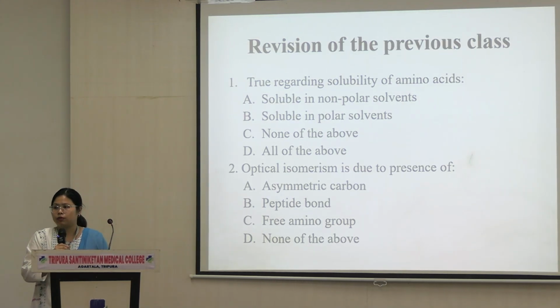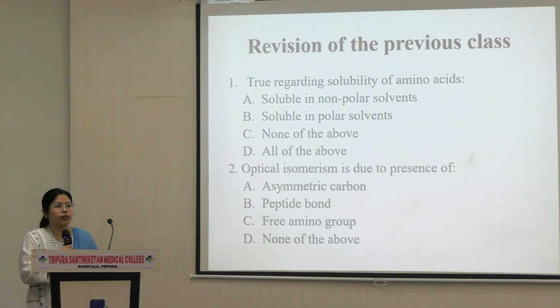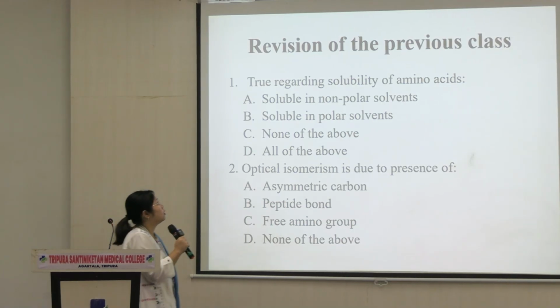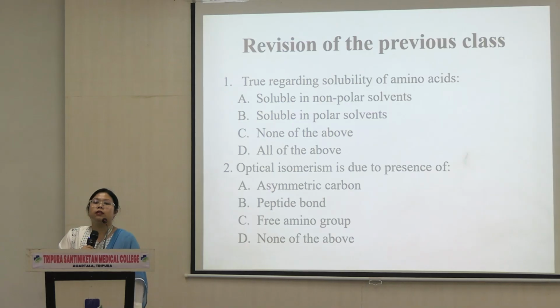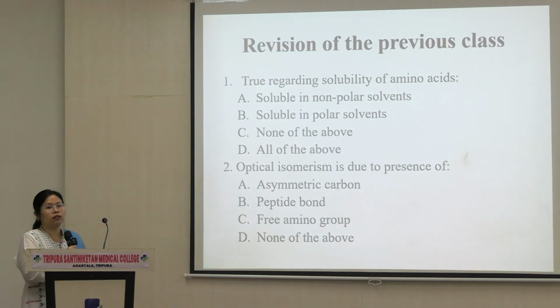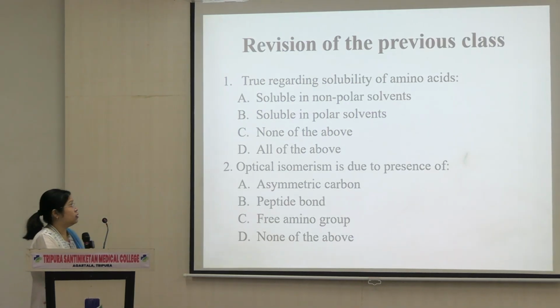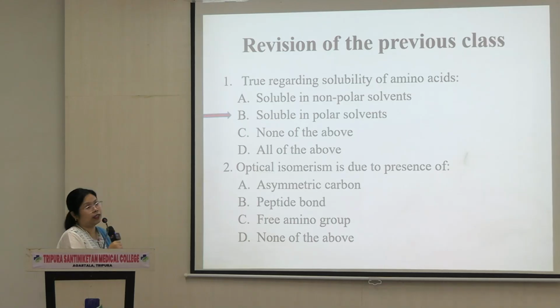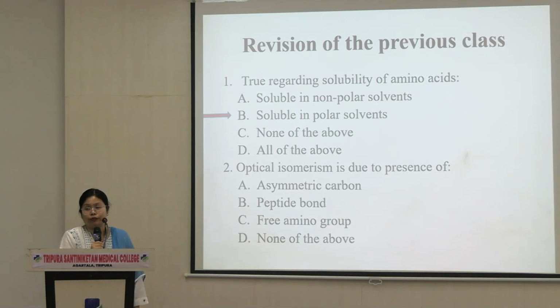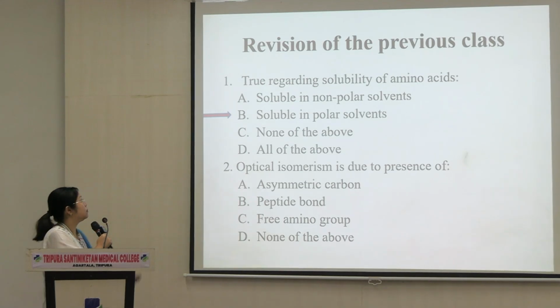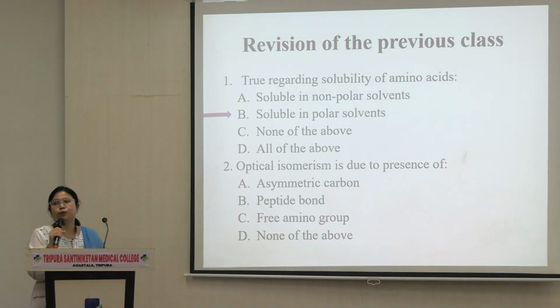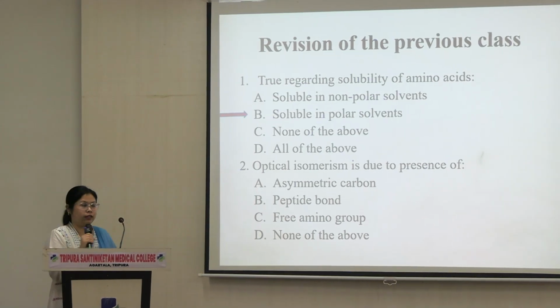Do you have notes? Yes, how many of you say A? Okay, B? C? D? None. So you're divided halfway. Soluble in polar solvents and not soluble in non-polar solvents like benzene. Next, optical isomerism is because of asymmetric carbon.